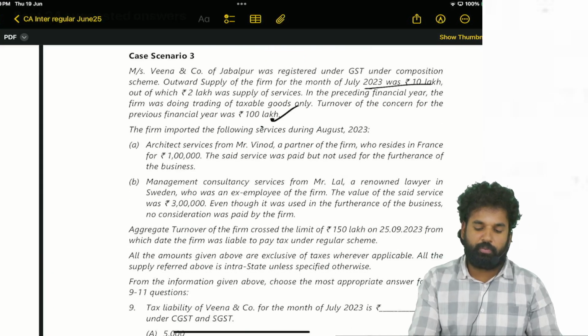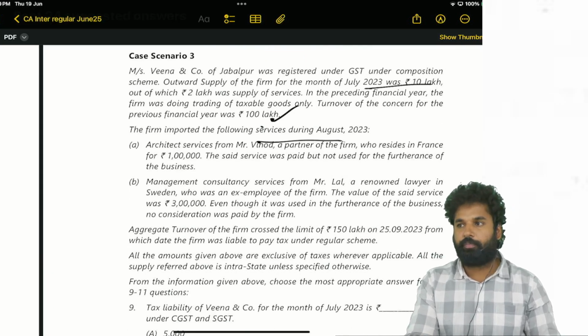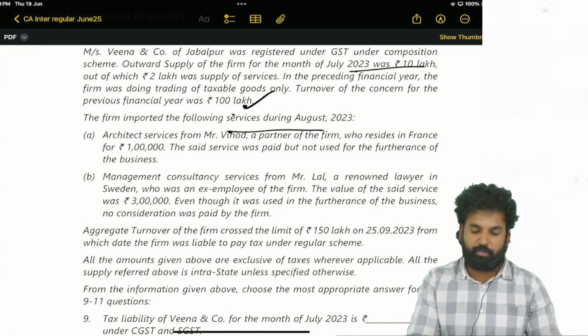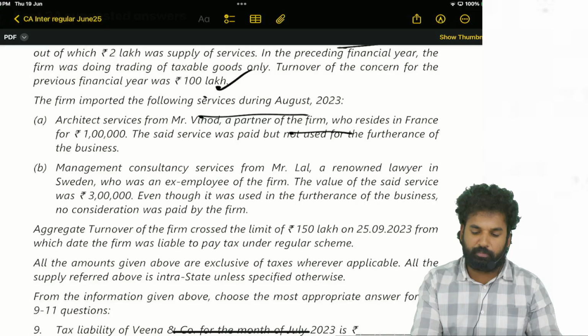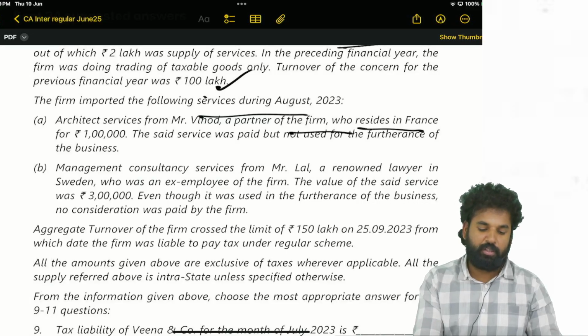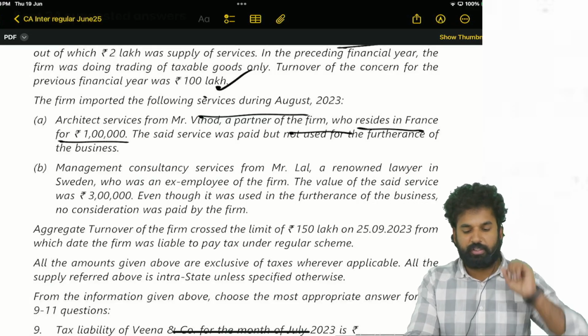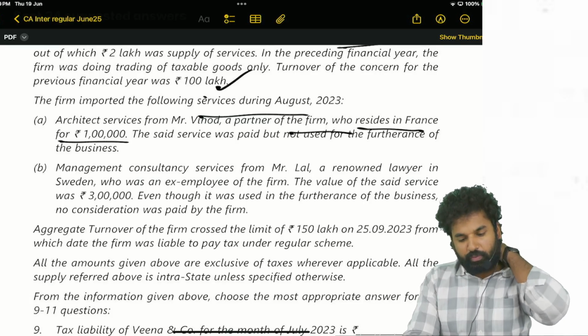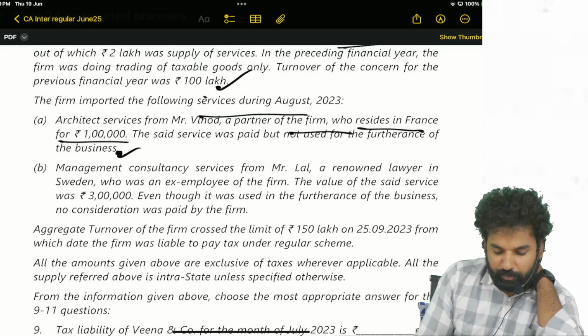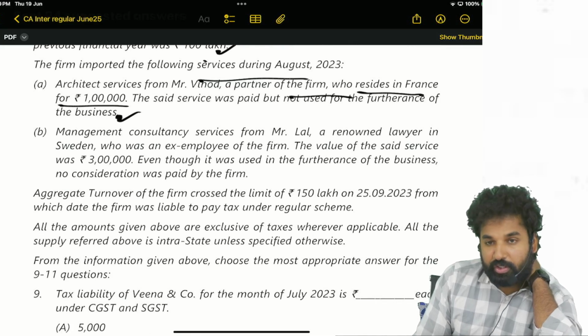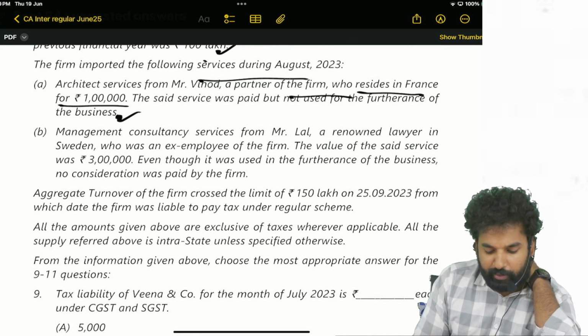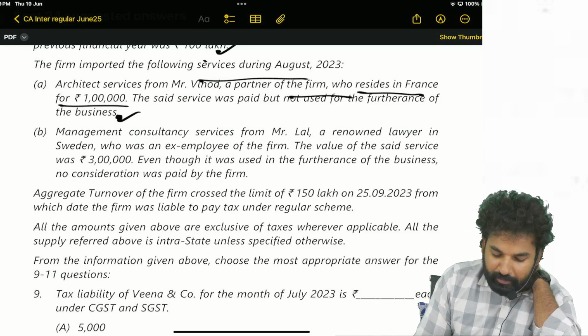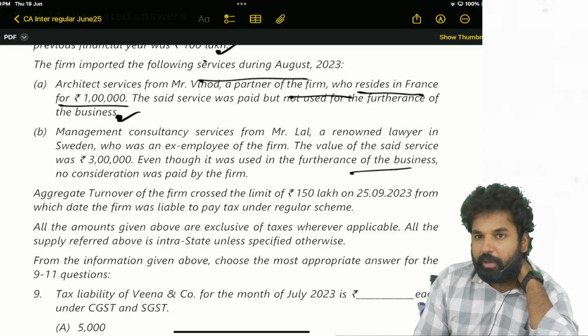The firm imported the following services during August 23. Architect services from Mr. Vinod, a partner of the firm who resides in France, for 1 lakh rupees. The said service was paid but not used for the furtherance of business. Management consultancy services from Mr. Lal, a renowned lawyer in Sweden, who was an ex-employee of the firm. The value of the said service was 3 lakhs. Even though it was used in the furtherance of business, no consideration was paid by the firm.